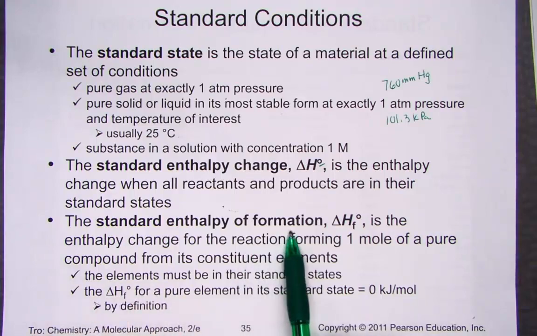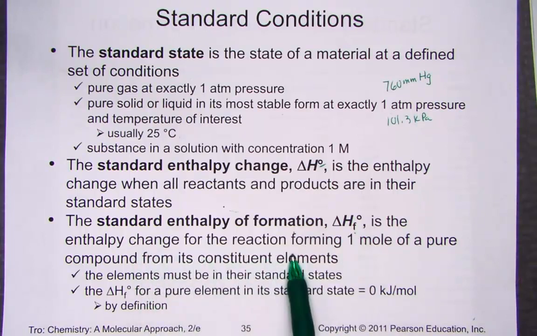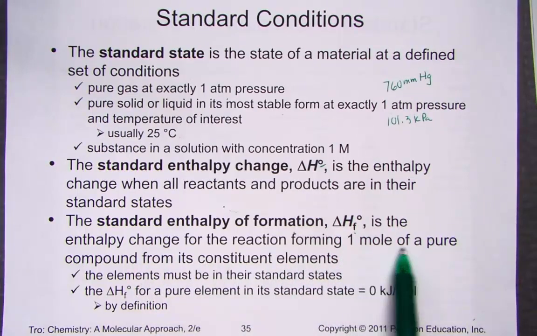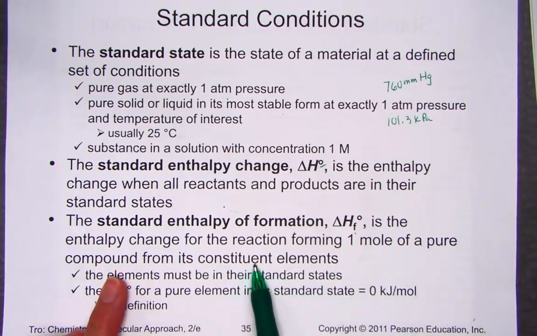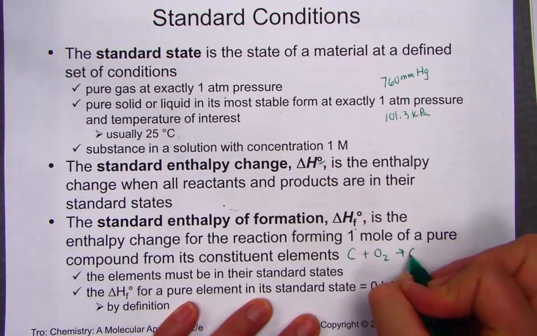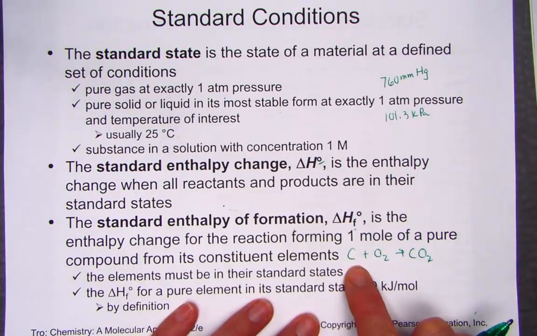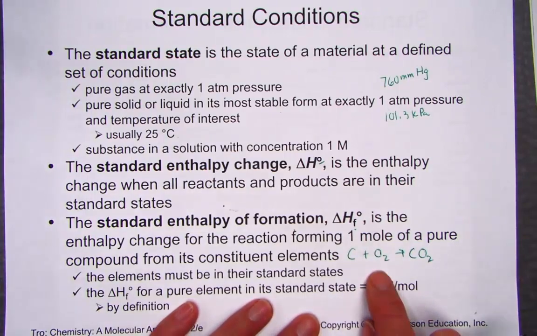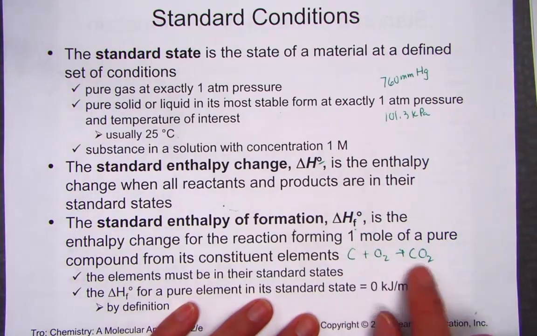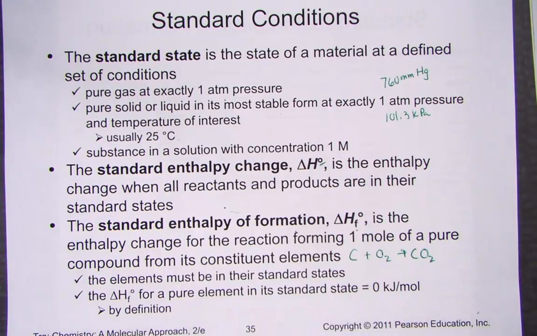The standard enthalpy of formation, given with a subscript f after the H, also called heat of formation, is the enthalpy change for the reaction forming 1 mole of a pure compound from its constituent elements. Constituent just means what the compound is made up from. The constituent elements of carbon dioxide would be carbon and oxygen. Found in its natural state, carbon is written as C, a solid. Found in its natural state, oxygen is the diatomic molecule. Forming a compound from its standard state constituent elements is called the heat of formation.